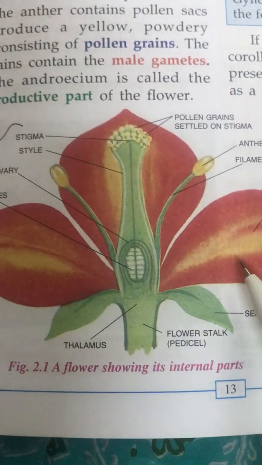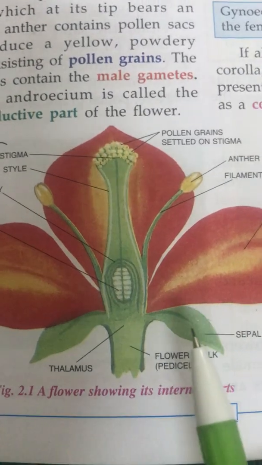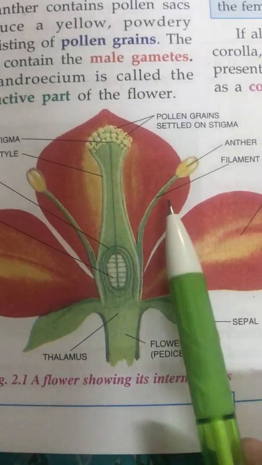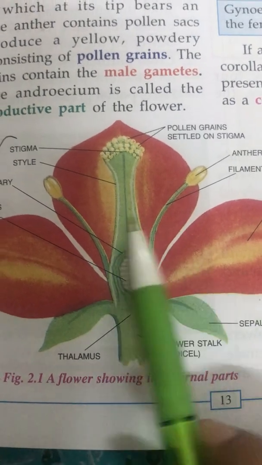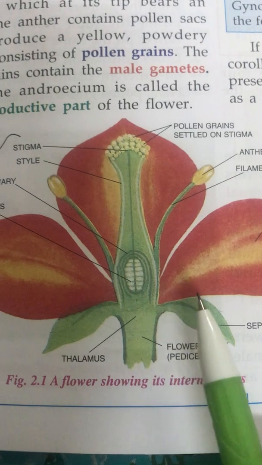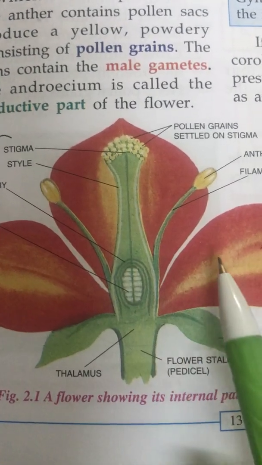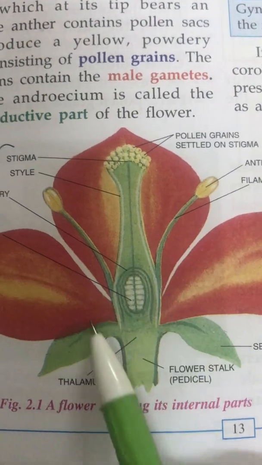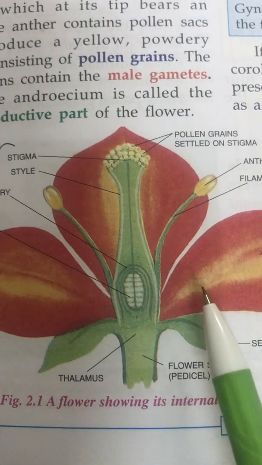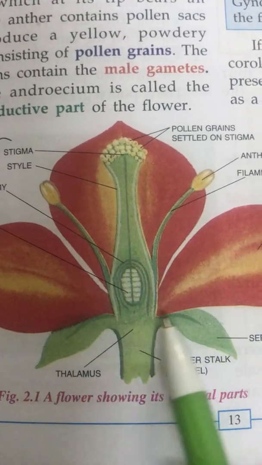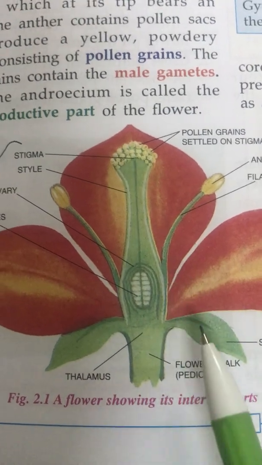This diagram, what you can see here, is of a typical flower having all four whorls, that is calyx, corolla, androecium and gynoecium. But remember, every flower doesn't have all the four whorls. Some have only calyx, corolla and say androecium, or calyx, corolla and gynoecium. Those flowers which do not contain all the parts are called incomplete, and the ones which contain all the parts, all the four floral whorls, are called complete flowers.